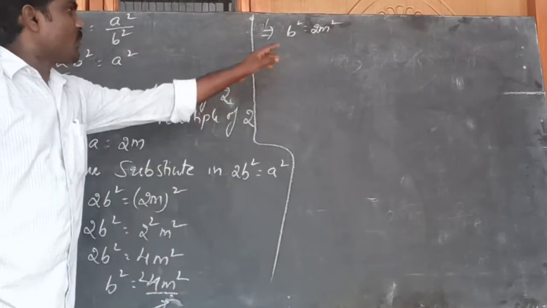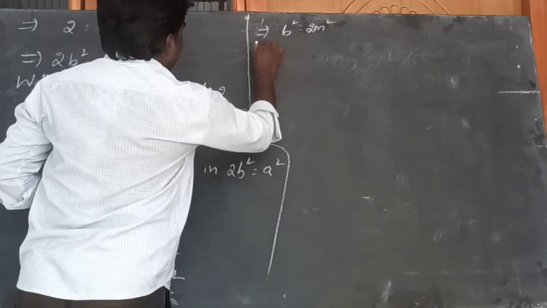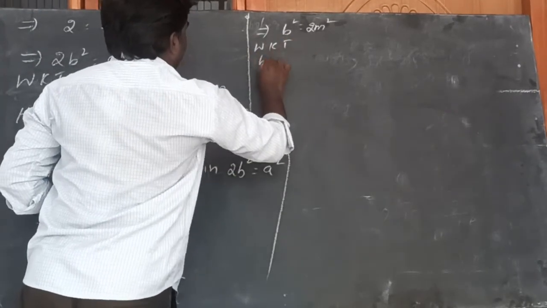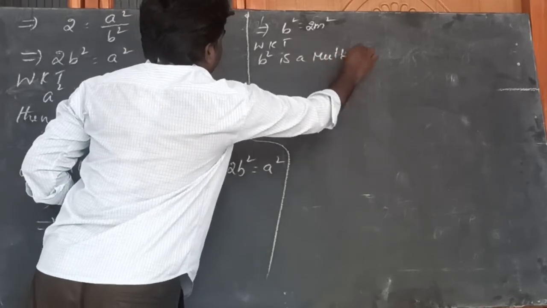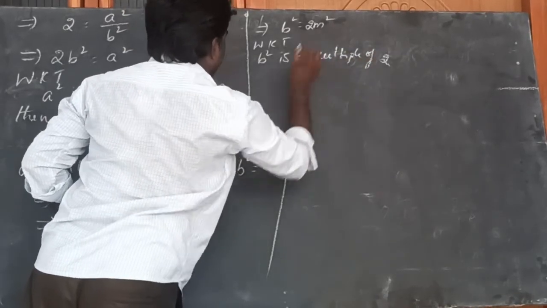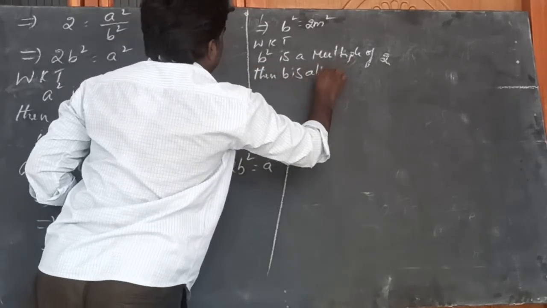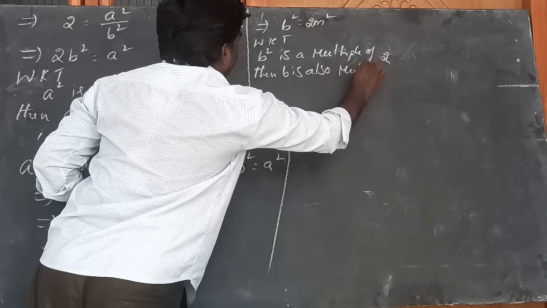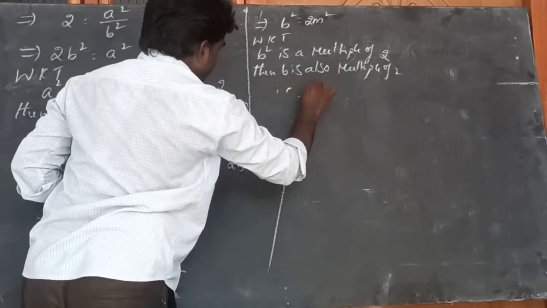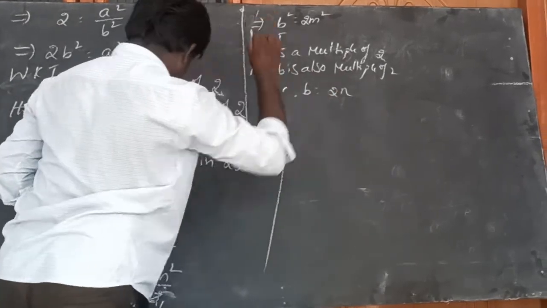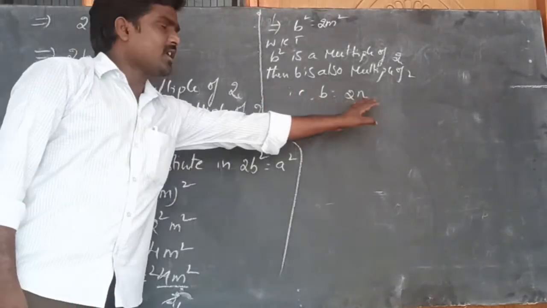Same: if b square is a multiple of 2, then b is also a multiple of 2. Okay, we know that b square is a multiple of 2, then b is also a multiple of 2. That is, b is equal to 2n. Here a is a multiple of 2, that is, a is equal to 2m. b is equal to 2n.